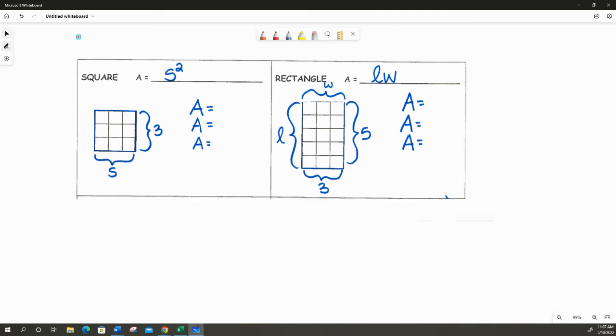Right, ladies and gentlemen, in this video, I'm going to show you how to find the area of a square and a rectangle. Whenever we're finding area, we're basically trying to figure out how many squares it takes to fill up a particular space.